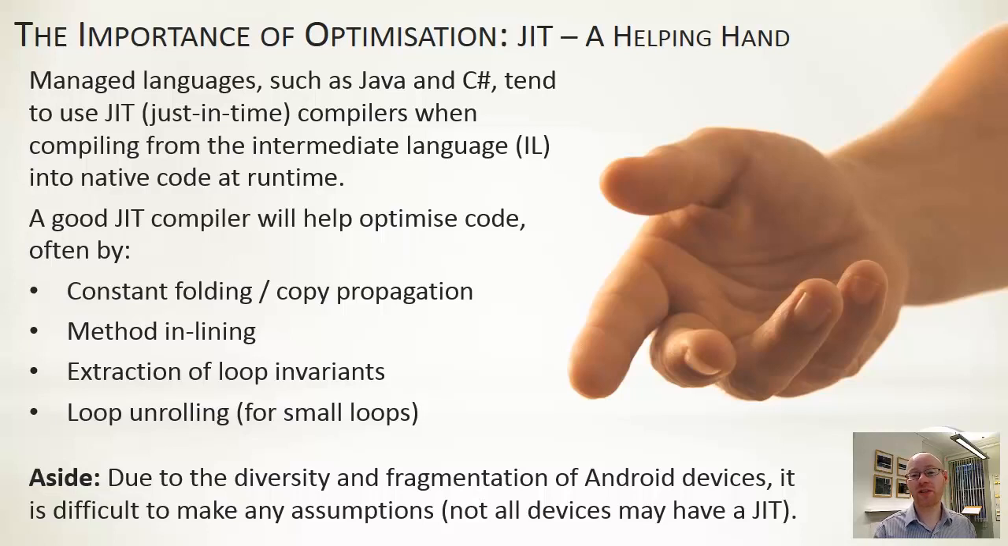But a good just-in-time compiler, it'll do things like constant folding or method inlining. It'll tweak our code so that if we're calling a small method frequently, it'll just put in the method code. For extraction of loop invariants, if there's a piece of the loop that never changes but we're repeatedly doing it, a good just-in-time compiler will bring that out of the loop, so only do it once, and so on. So there's lots of small optimizations that a good just-in-time compiler can potentially put in.